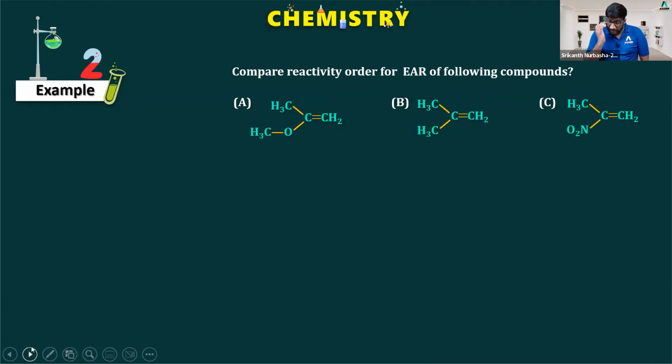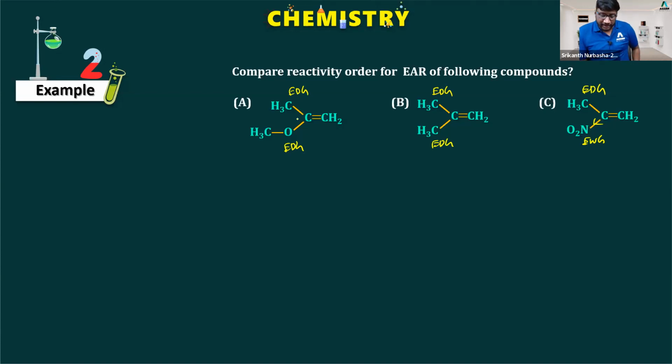What about here? Compare reactivity order for electrophilic addition reactions of the following compounds. This is an electron donating group. This is also an electron donating group. This is an electron donating group. This is an electron donating group. CH3 is an electron donating group, NO2 is an electron withdrawing group. C will be least because it is withdrawing the electron density. Among A and B, we have 2 electron donating groups, but in A we have OCH3, which is electron donating through mesomeric effect. In B, electron donating is by inductive effect. So A greater than B greater than C or not?